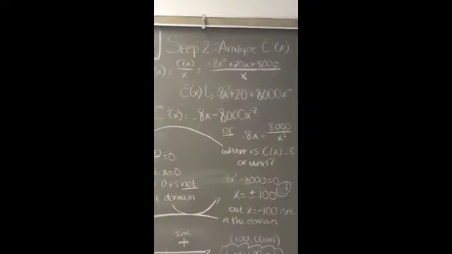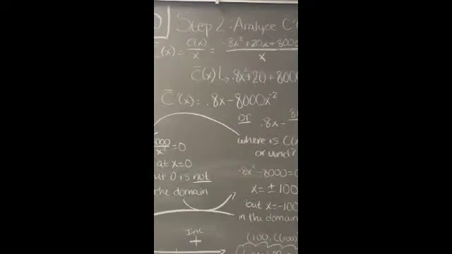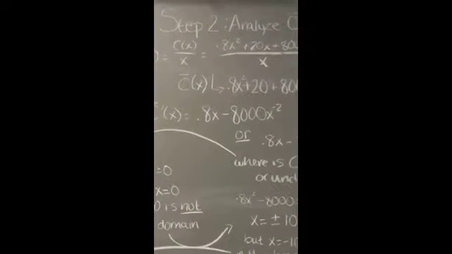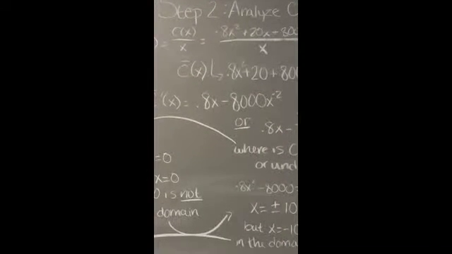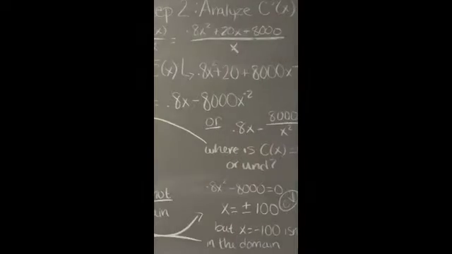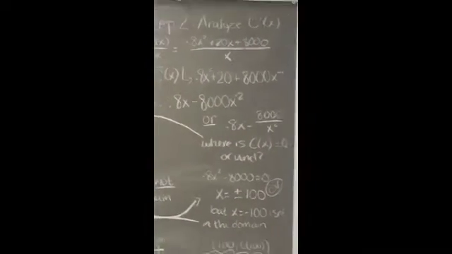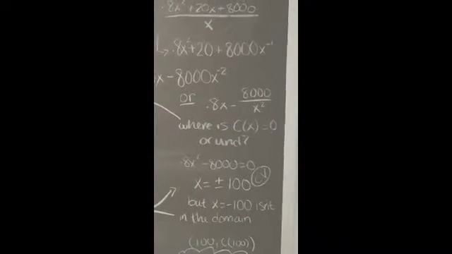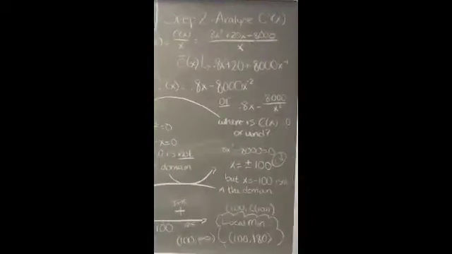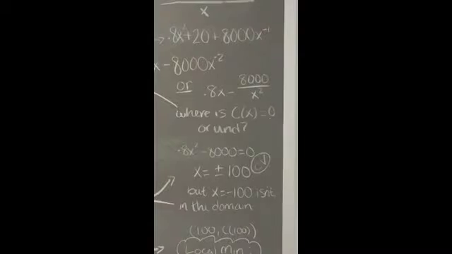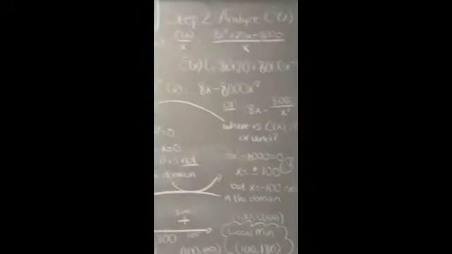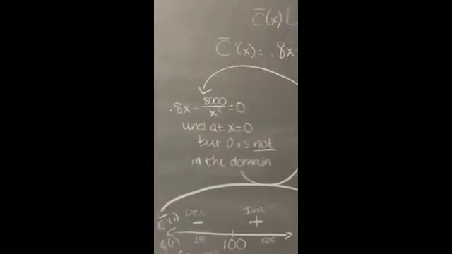So then you want to find c bar prime of x, and all you do is take the derivative and you get 0.8x minus 8,000x to the negative 2, or 0.8x minus 8,000 over x squared. They're the same thing. So our question is, where is c bar prime of x equal to 0 or undefined? So we're going to go over here, follow the arrow.